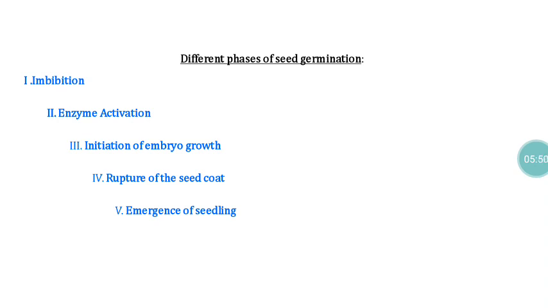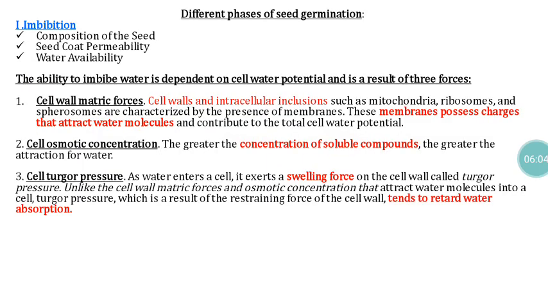Among these, the imbibition process is a very, very important process. Yes, that is the starting point. If there is any failure, if the seeds are not able to imbibe water, then the seed systems are not able to initiate the germination related processes. So imbibition is very, very important.